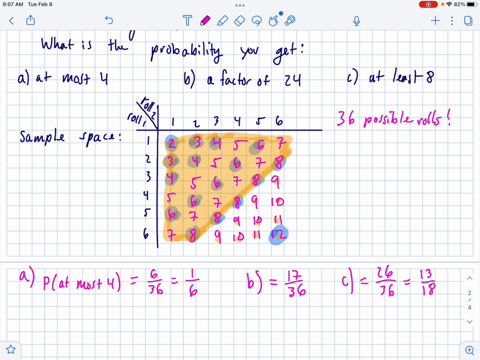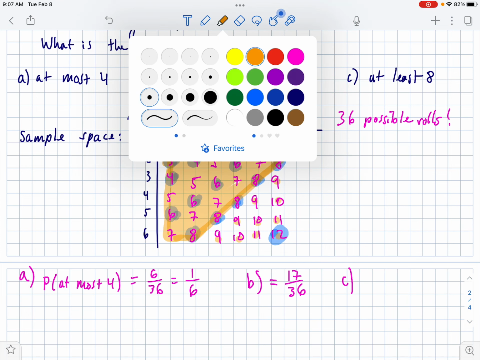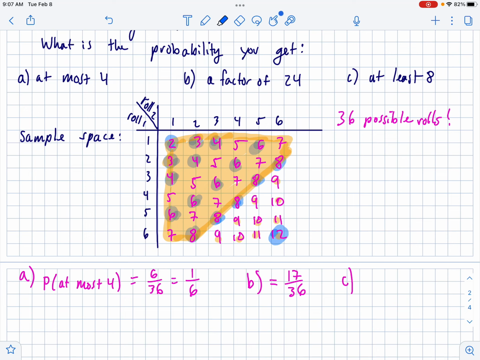Oh, I messed that last one up, you guys. At least 8. I was doing at most 8 in my head. My apologies. So this one, at least 8. I'm going to use a different highlighter just to confuse things more. At least 8 would be all of these numbers here. So that would be 1, 2, 3, 4, 5, 6, 7, 8, 9, 10, 11, 12, 13, 14, 15 out of 36. Which does reduce down to 5/12.